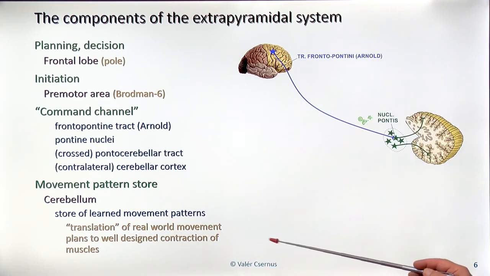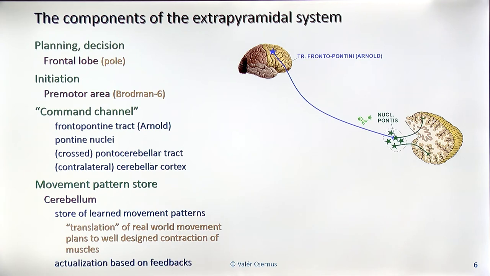So the task of the cerebellum is to make a translation of the real world wish. Here in this pathway, a real world wish comes down: walking, standing up, talking, writing, whatever. And in the cerebellum, the program for that wished movement is described: a contraction of which muscle in which given sequence should be done to carry it out properly.